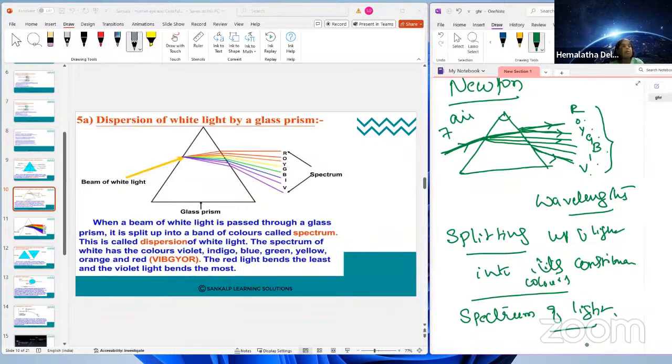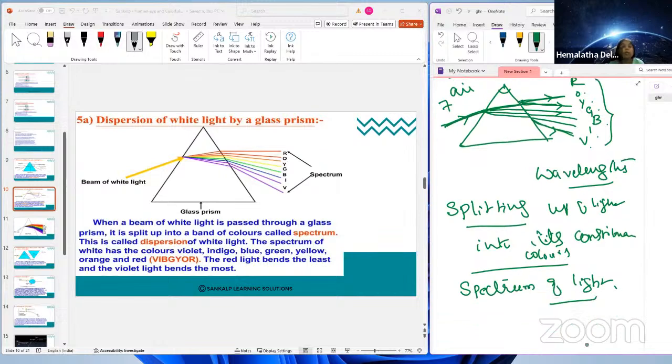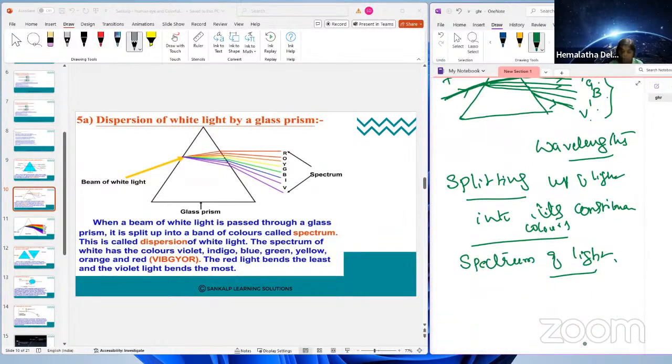So this splitting up of light, whenever it enters into a glass medium like a prism, is known as the dispersion of light. Splitting up of light or bending is also due to refraction only. Splitting up of light into its constituent colors is dispersion of light. I told you this phenomenon was demonstrated by Newton.